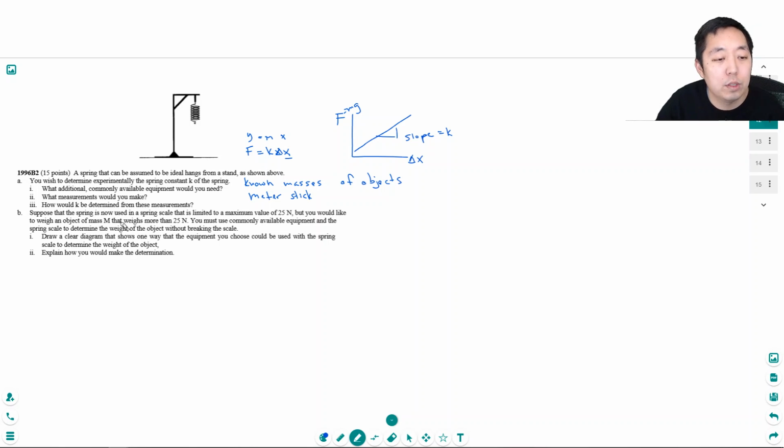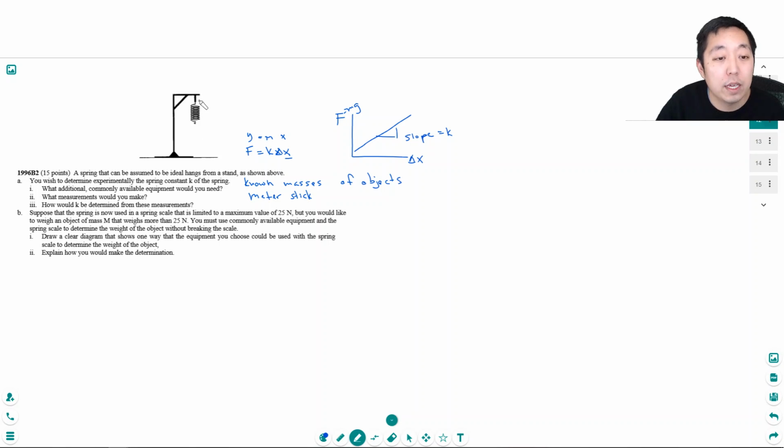Suppose a spring is now used in a spring scale that is limited to a maximum value of 25 newtons, but you would like to weigh an object of mass m that weighs more than 25 newtons. You must use commonly available equipment and the spring scale to determine the weight of an object without breaking the scale.